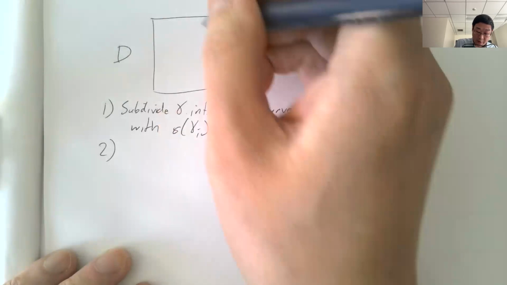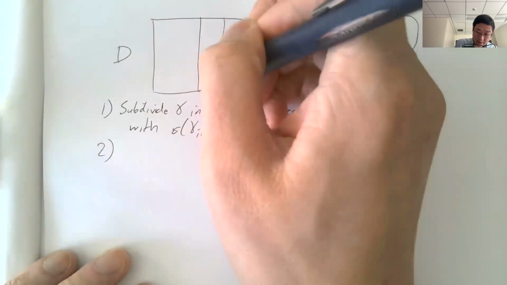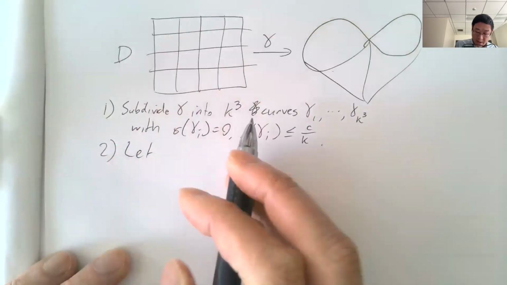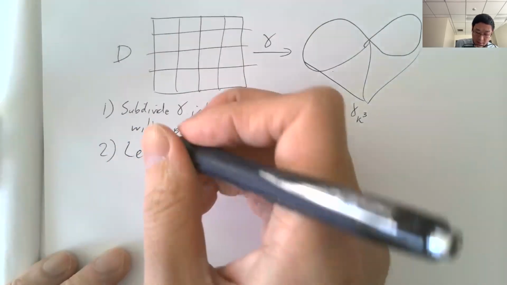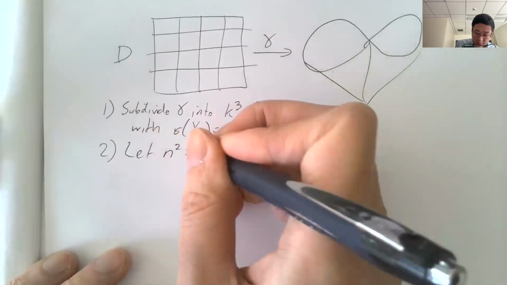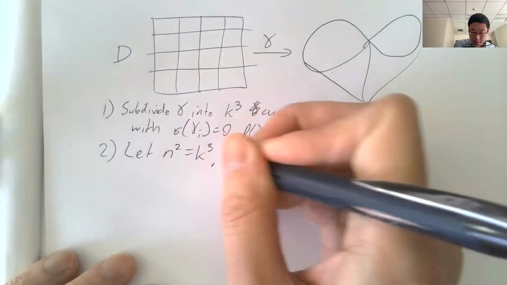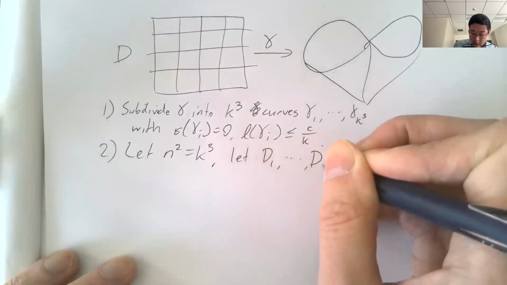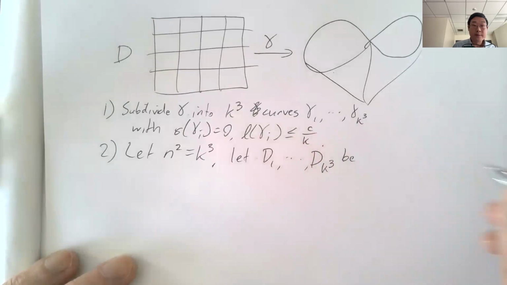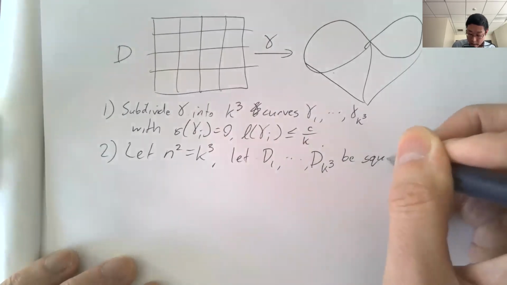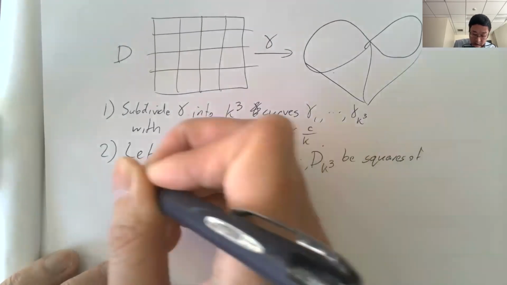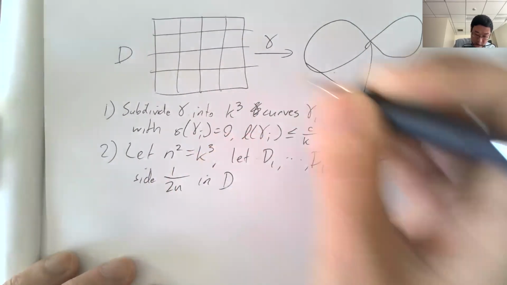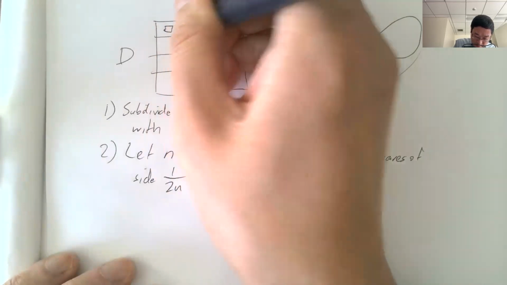I need to do a subdivision of the domain. So let's subdivide the domain into a grid. How many squares do I need in the grid? Well, I'm going to need about k³ squares in the grid. So let's let n² equal k³, and let D1 up to D_{k³} be squares of side length 1/2n in the domain. So that's going to be little squares like that.